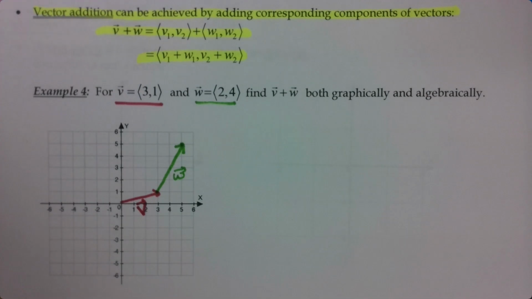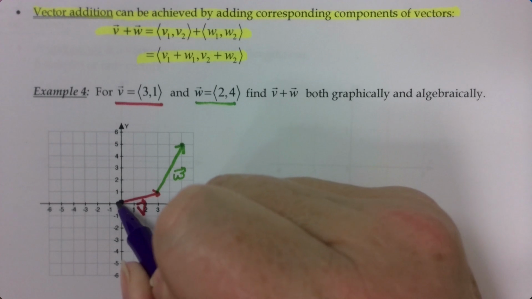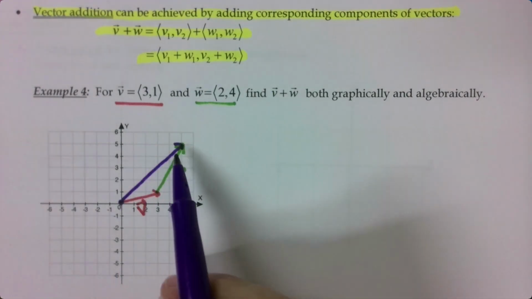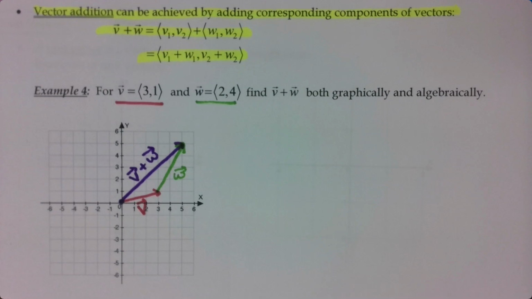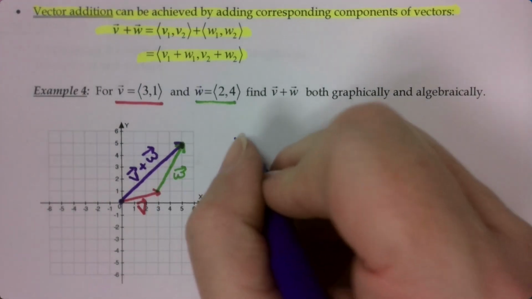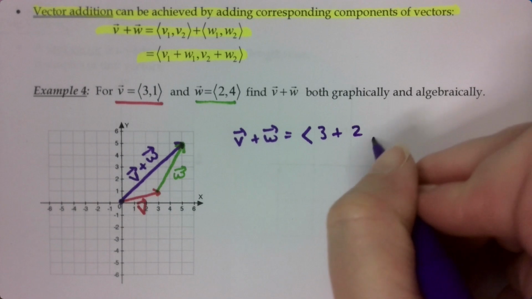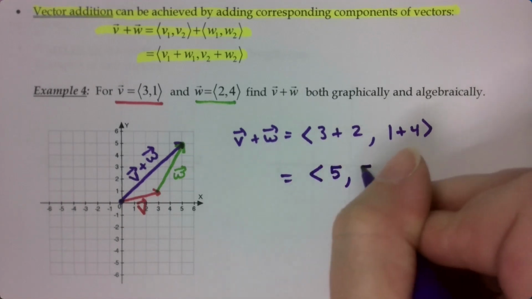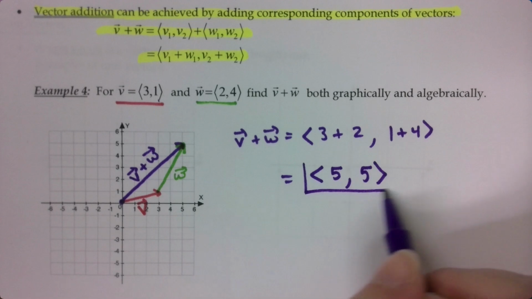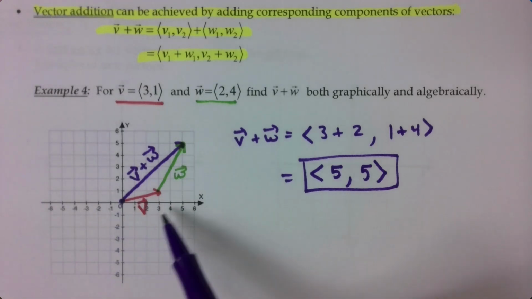So can you see where this is going? Vector v plus w would add the two vectors together, and you'd start at the same initial point as v, and you'd end at the terminal point of w. So this is the vector v plus w. Now let me prove it with the formula. So v plus w would be 3 plus 2, and then 1 plus 4, which is 5, 5, which is indeed what I drew. This is over 5, up 5. It connects the two.